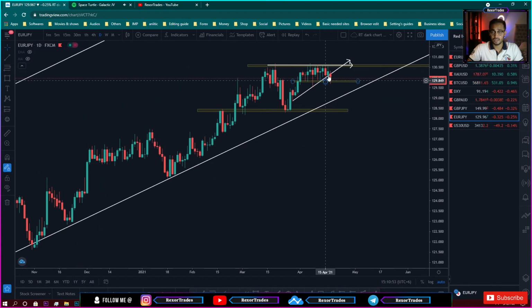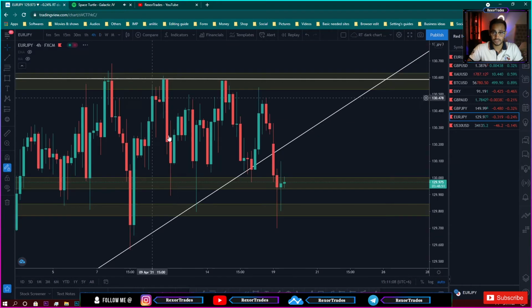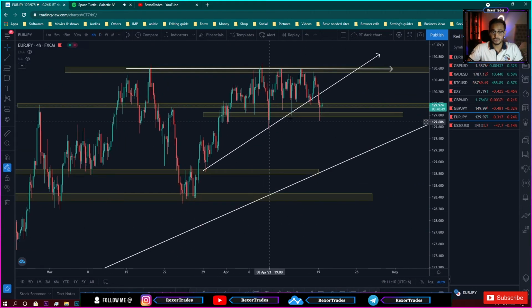Probably thinking that EURJPY will be retesting this trend line over here. But if the price doesn't break and close below this zone, then don't take a short entry. Just because you see this long wick and this bearish momentum, don't enter. Okay, wait for the price to actually break out of this zone right here that we drew.